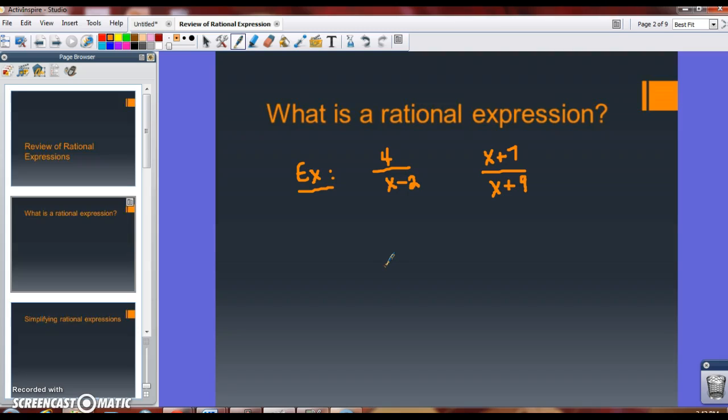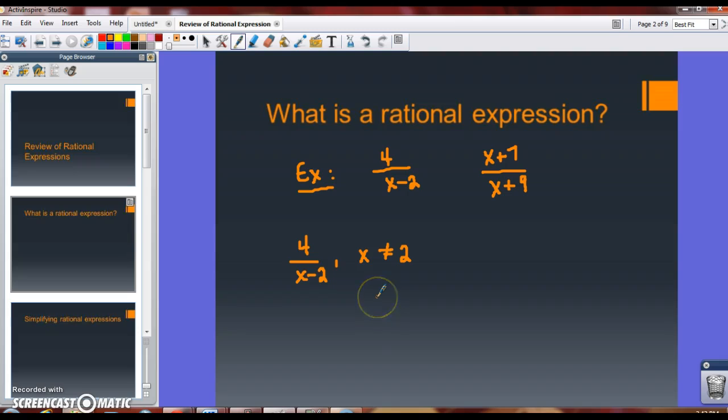Now, when we are talking about rational expressions, we need to be very careful that we make sure we exclude numbers from the domain when we are writing it. So for example, let's take this expression 4 over x minus 2. If I were to write that as an answer to a problem, I would also have to include that x can't equal 2, because if I were to plug 2 in for x, that would make the denominator 0, and therefore this entire expression wouldn't exist.